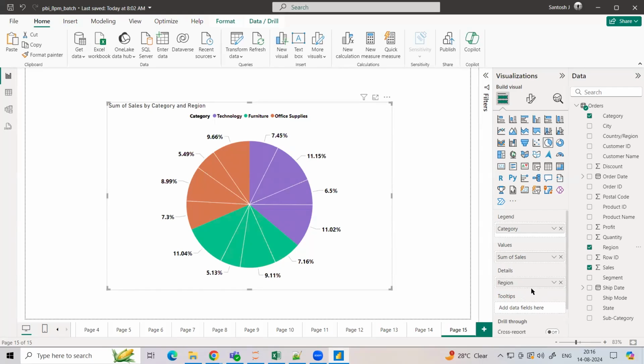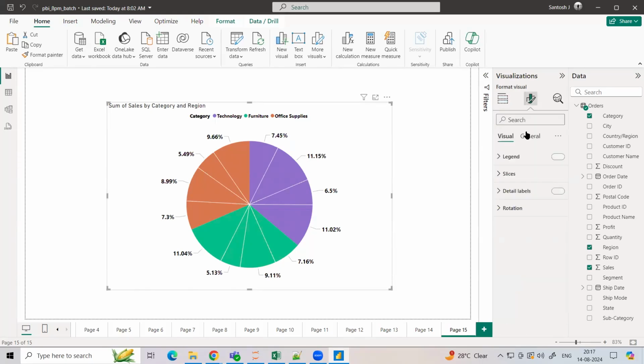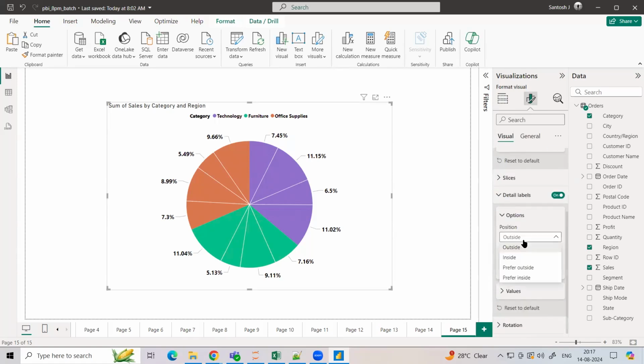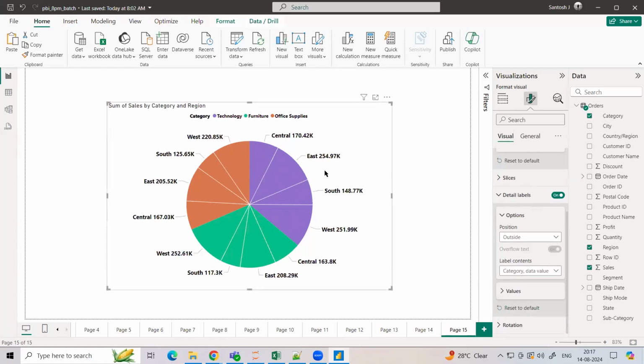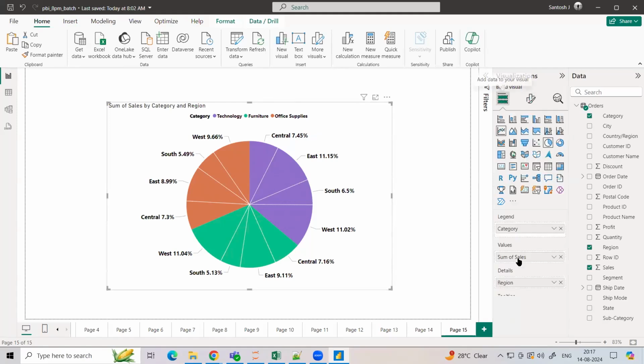Now, carefully understand. If you want, I can also switch on the details. I'll switch on not only percentage, I'll also take category. So if you see, category and percentage. Now, all this purple color is technology. Within the technology, it is again broken up into 4 parts. One is called central, one is called east, one is called south, one is called west.